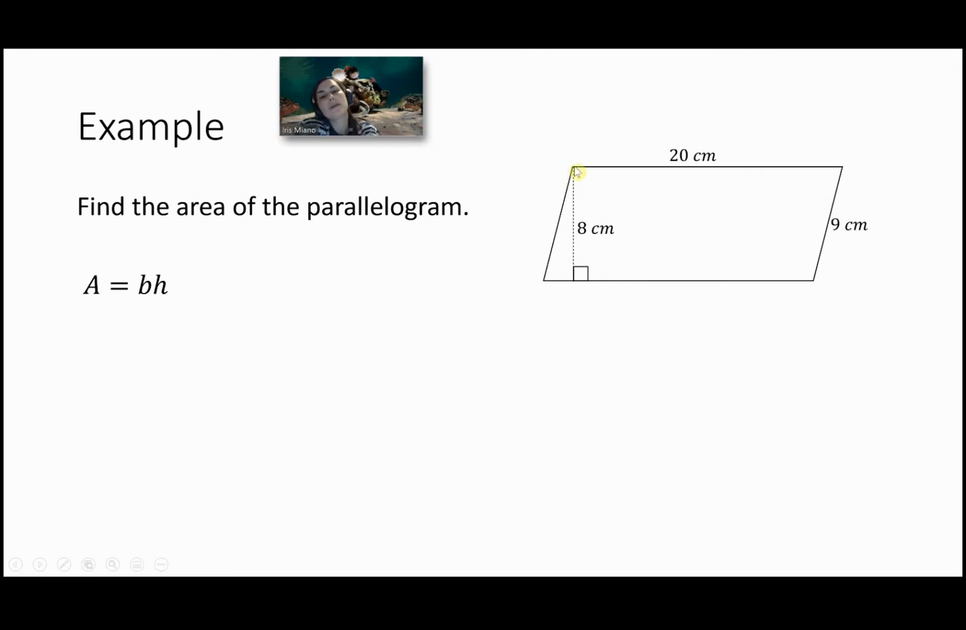The base is always... what's the word I'm looking for? Well, the height is always going to be perpendicular to the base in question. So the base in question is the 20 centimeters, right? That's the thing that we want to grab, not the 9 centimeters. So the 9 centimeters is the decoy.